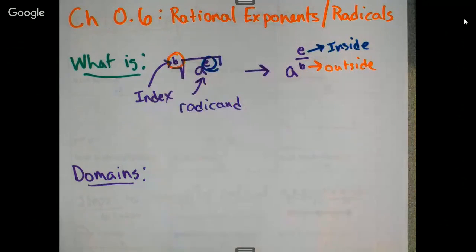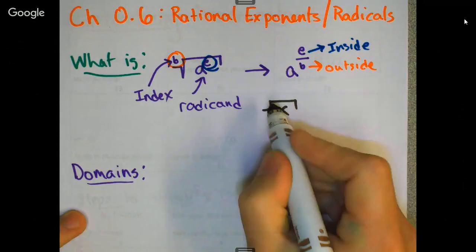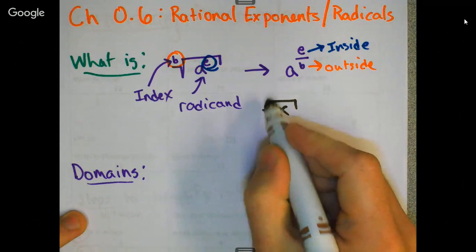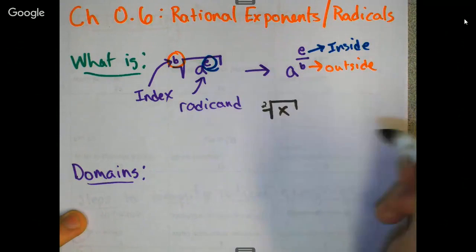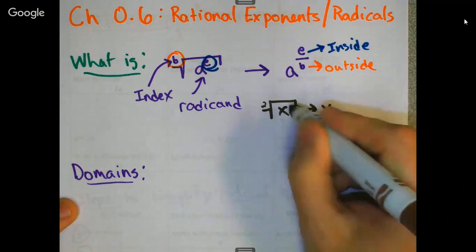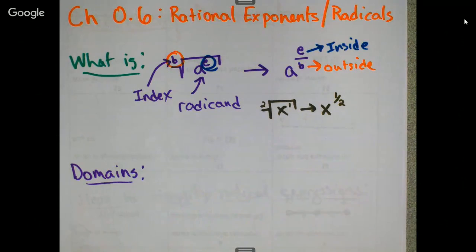For example, let's say we have the square root of x. If there is no number on your index, or I call it the shelf, it is a square. It is a 2. It's a square root. So if I turn that into a fractional exponent, the inside number is a 1 and the outside number is a 2. So the half power and the square root are the exact same thing. Those are the things we're going to talk about here in 0.6 today.